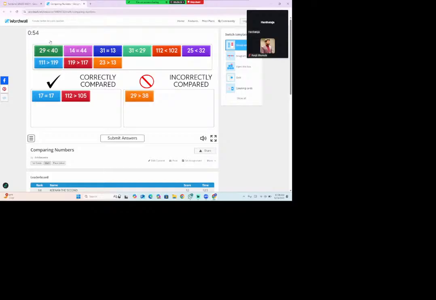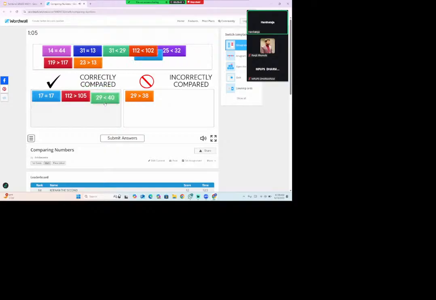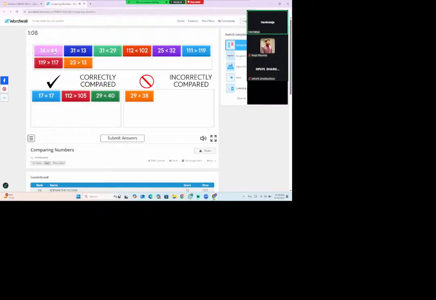Now here we look at the tens place. There's a 2 and the other one has a 4. 4 is greater than 2, so therefore this would also be correctly paired. 14 is equal to 44? The tens place and the ones place should be equal. If we look at the tens place, there's a 1 here and a 4 here, so we know that's not the same, so it's incorrectly compared.